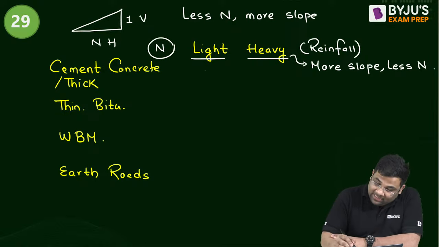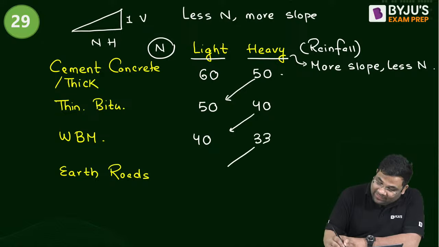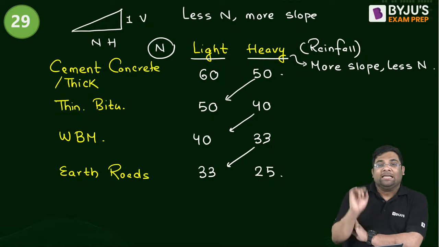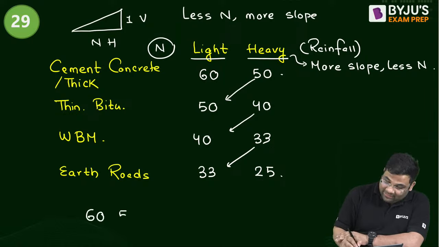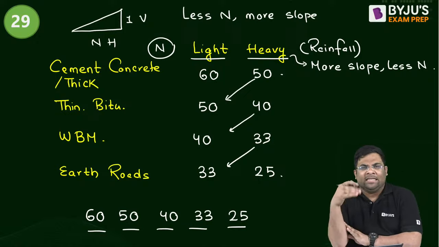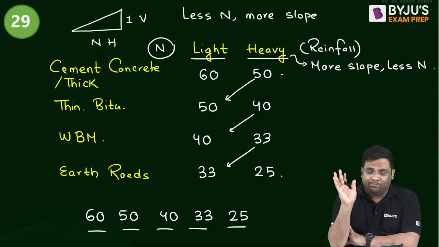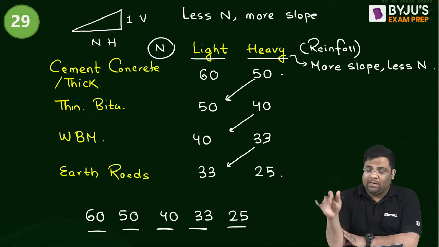Just remember the n table. Here it is 60, here it will be 50, obviously less. Then this 50 comes here, then 40, then 33, and then 25. If you want to remember this whole table, just remember few points: 60, 50, 40, 33, 25. Then you can directly draw this table within half a minute. If you don't remember it, you can just write it down there.